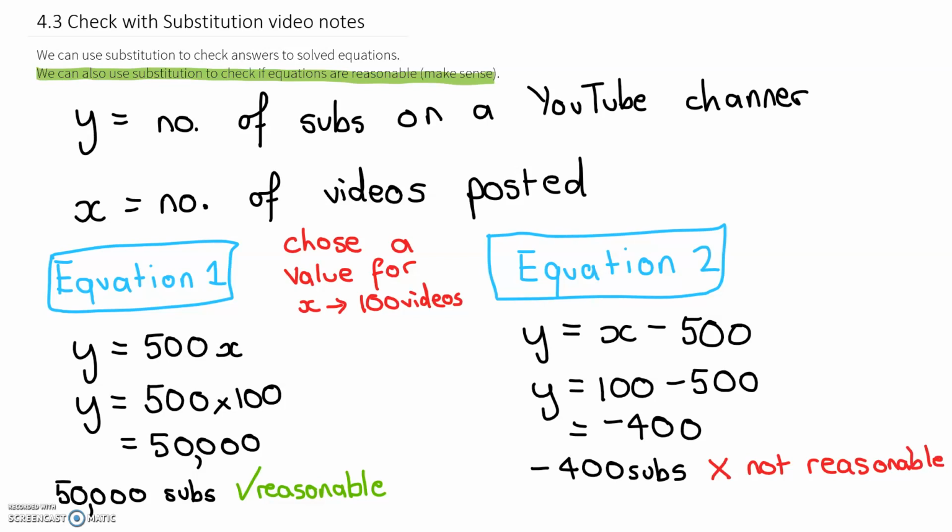So what we've done here is we've chosen a value to substitute into the equations to test out whether the answer we get makes sense or not. And you can do this for any equation. Just remember that you need to choose a value to substitute that kind of makes sense. Like if I chose 1,000,000 videos here, that would be a little bit silly. So choose a value that makes sense, put it into each equation, and have a look at the answers. Do those answers make sense for the situation?